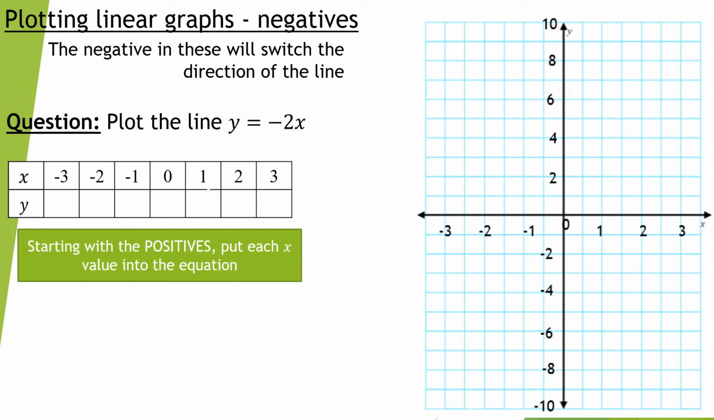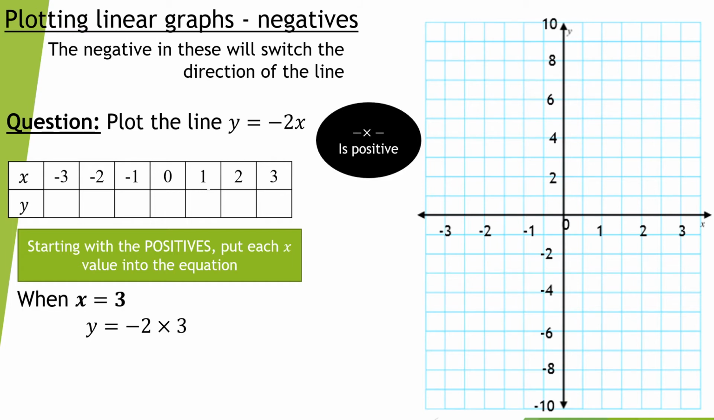Okay, so I'm going to take my 3, start with that. I'm going to do y equals minus 2 times 3. And you need to remember about your negative multiplication. Minus 2 times 3 is minus 6. So that means that minus 6 is going to go in my table. For the next one, I'm going to do minus 2 times 2, which is minus 4. And then I'm going to do minus 2 times 1, which is minus 2.